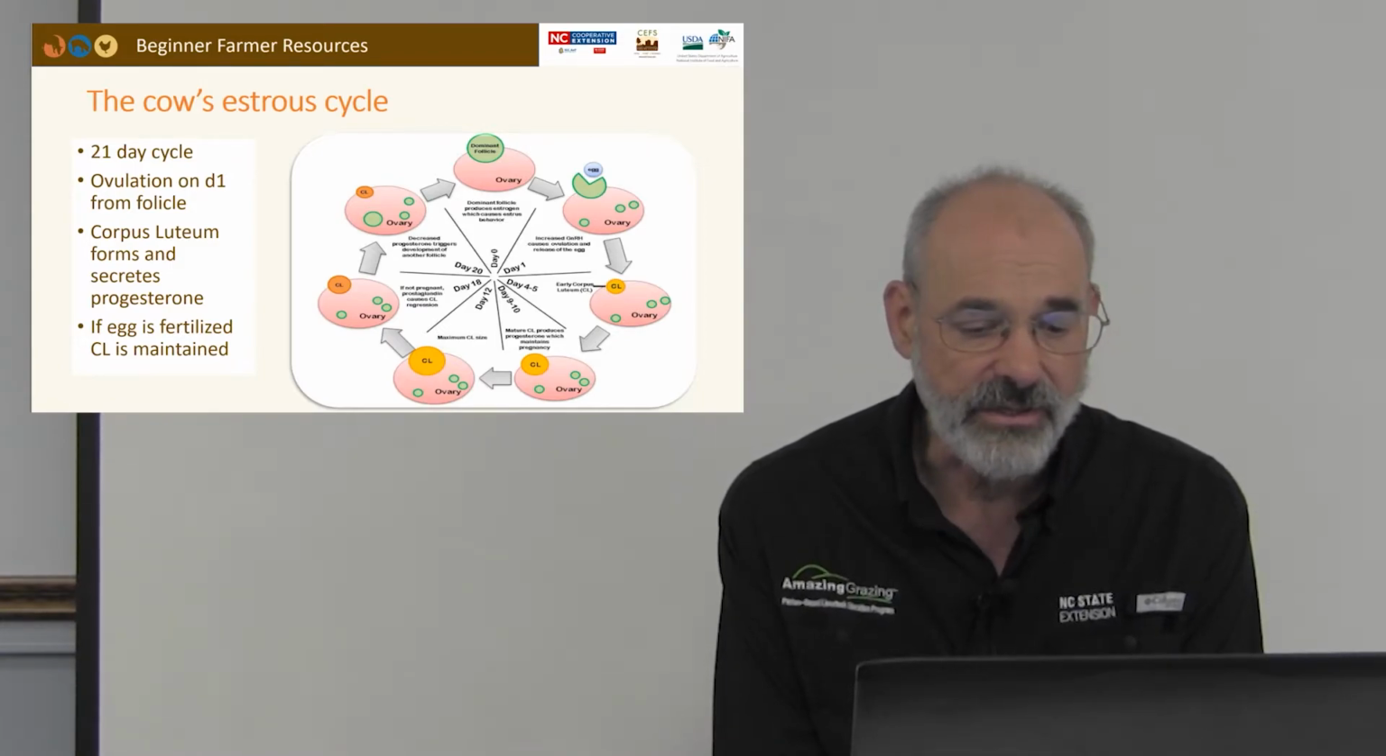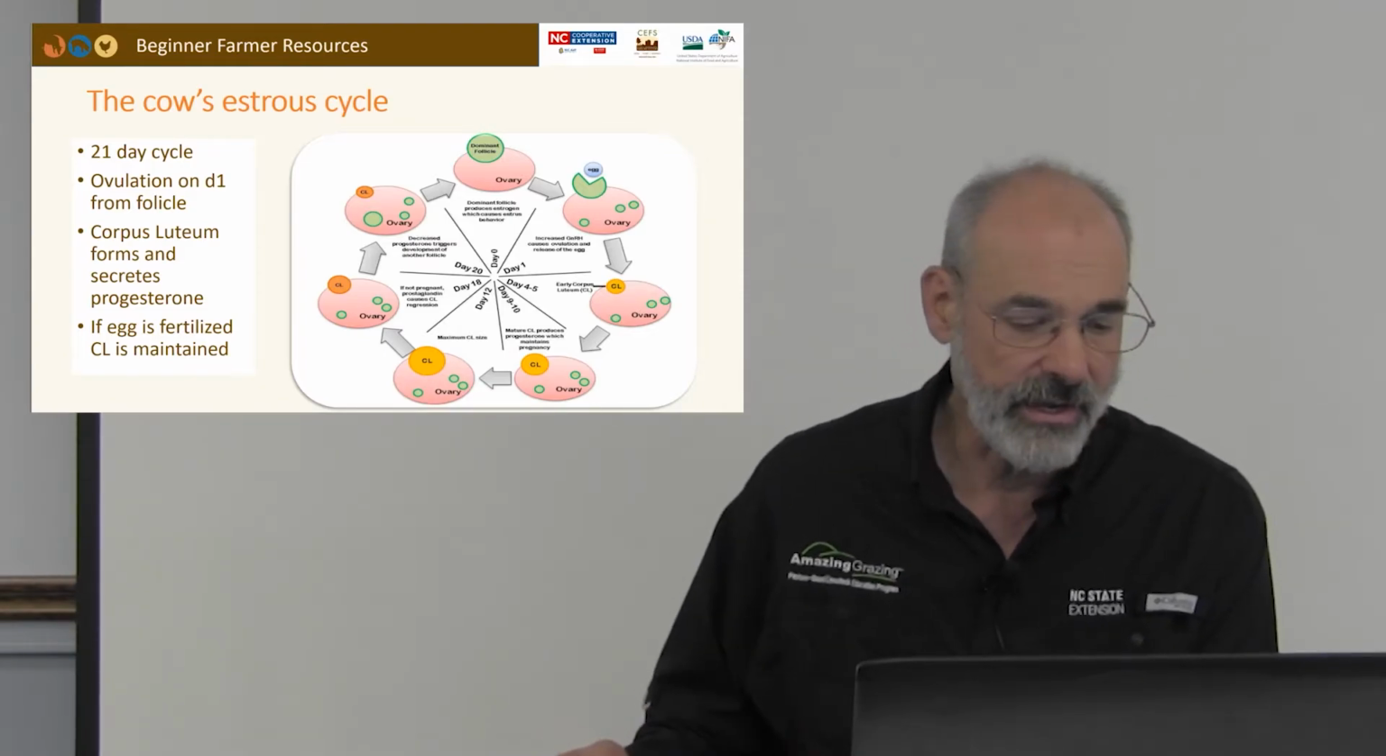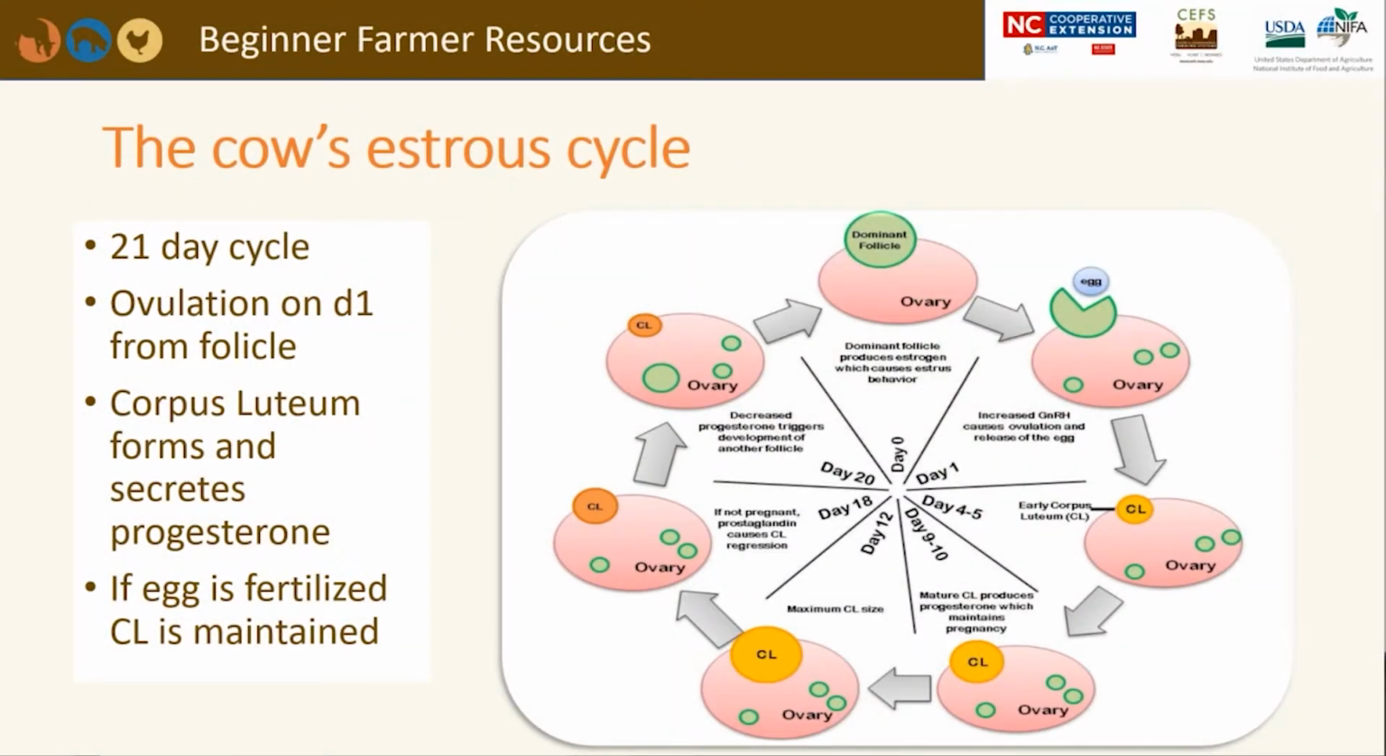So that's the normal cycle. If the cow is not bred, the egg would ovulate, and then after 21 days, the CL would regress, and the next follicle on the ovary would go ahead and ovulate and start the cycle again.